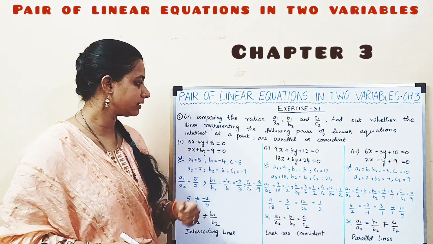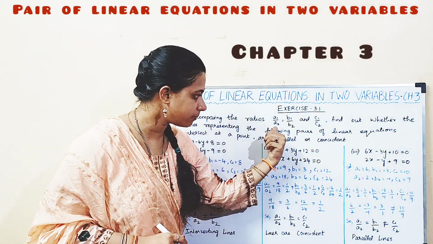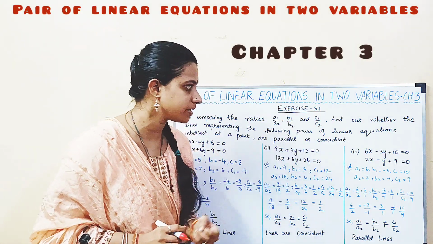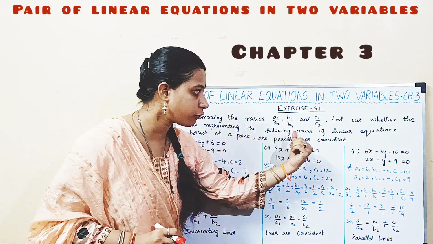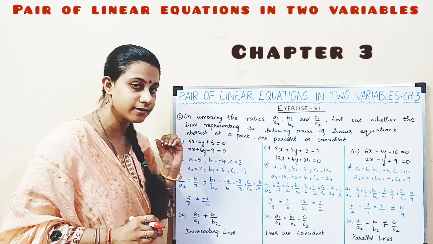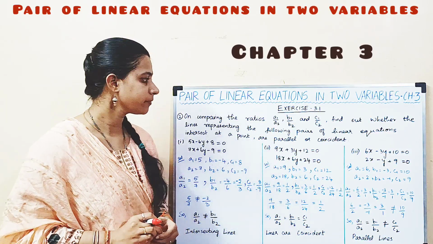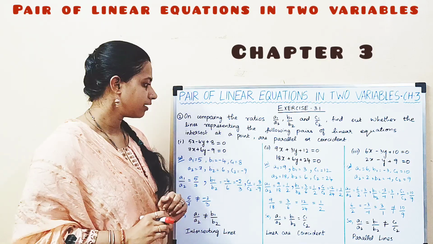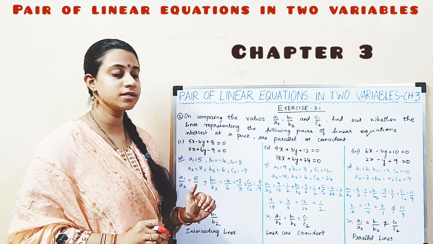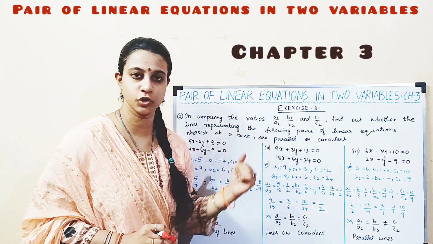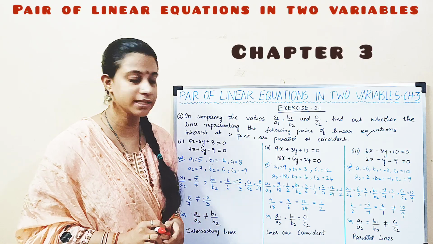Coming to the second question reads that on comparing the ratios a1 by a2, b1 by b2 and c1 by c2, find out whether the lines representing the following pairs of linear equations intersect at a point, are parallel or coincident. Okay. So basically they are asking the types of lines representing the given equations by using the relationship between the ratios. Okay. So here in the second question we have 3 subdivisions. Let's see one by one.